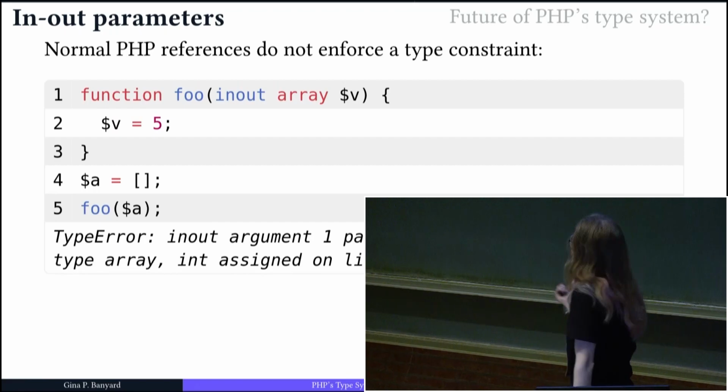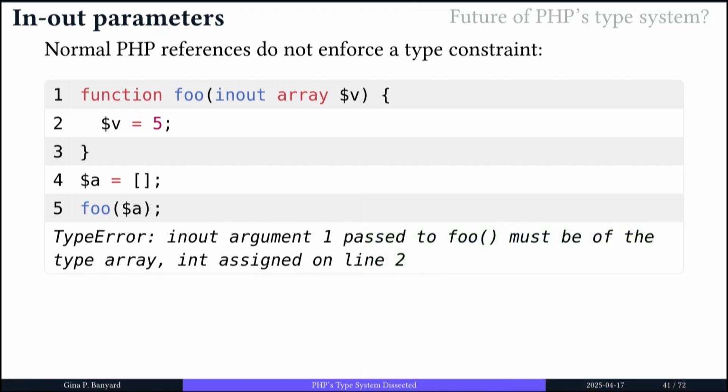And an in-out parameter would basically prevent this, as it would enforce the type constraint during the function.